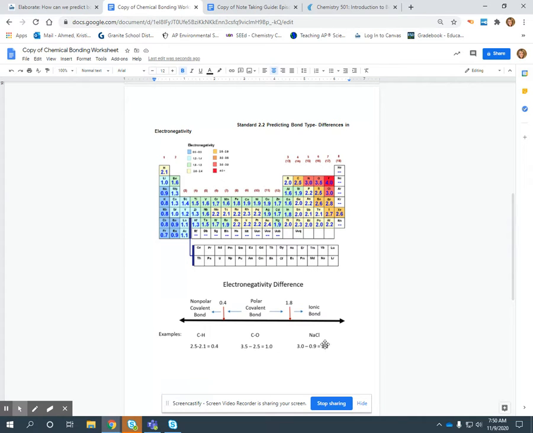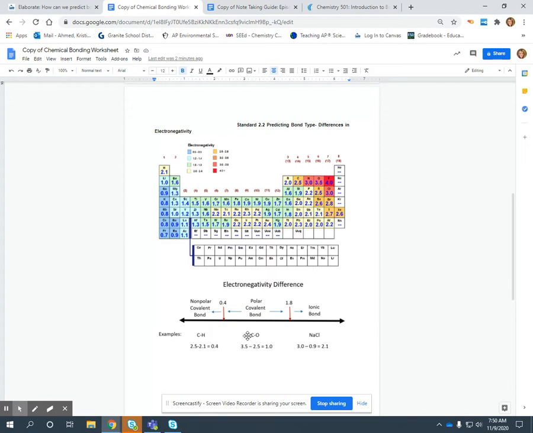Right here, if we look at this first example of sodium and chlorine, sodium has an electronegativity of 0.9. Chlorine has an electronegativity of 3.0. Here's chlorine right here, 3.0. So if I take 3.0, the bigger number, subtract 0.9, my electronegativity difference is 2.1. Well, that is higher than 1.8, so that's going to represent an ionic bond.